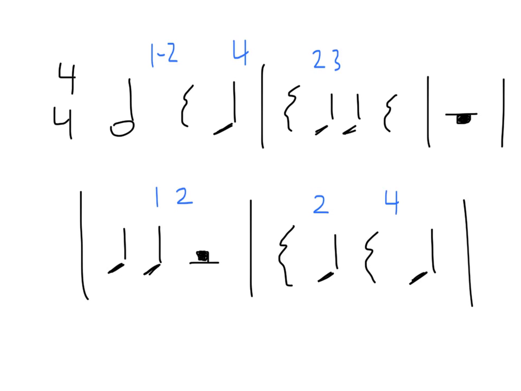So I'm going to do that again, and now, instead of ta, I'm going to say the counting, and then just let the rests be silent. Here we go. 2, ready, go. 1, 4, 2, 3. 1, 2, 2, 4. There you have it.